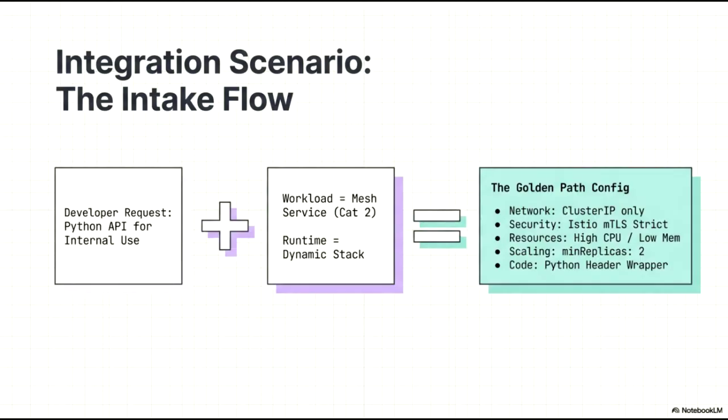Let's walk through a practical integration scenario for the intake flow. It begins with a standard developer request, in this case for a Python API intended for internal use. This request is categorized by the platform as a mesh service, specifically Category 2, running on a dynamic stack runtime. By combining the developer's intent with these workload classifications, the system automatically produces what we call the golden path config. This configuration defines all the necessary operational parameters.